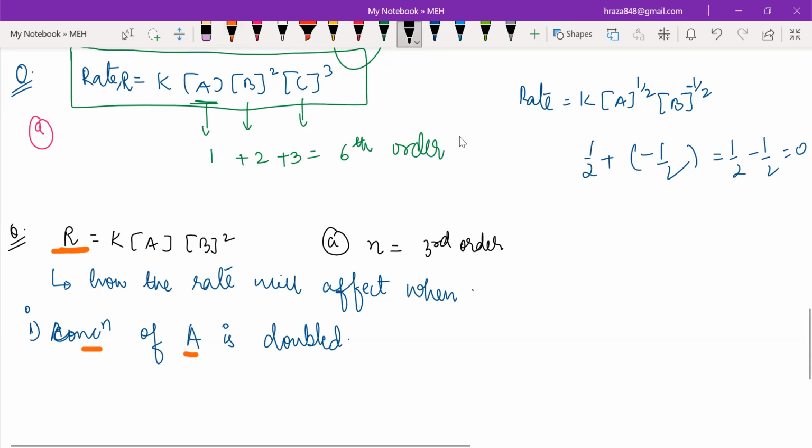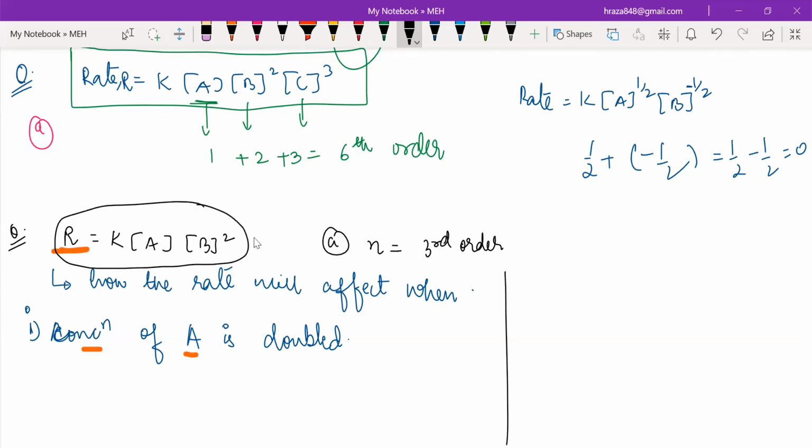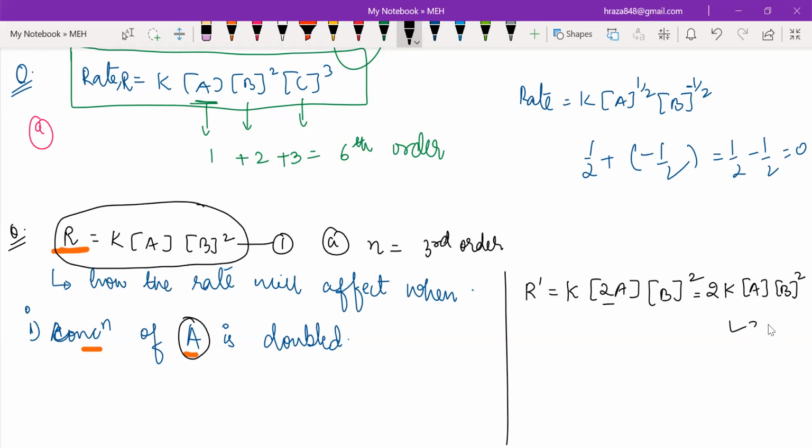Not a problem. See, this is the rate of reaction that is given. Now the original rate of reaction R dash will be K, K will be as it is. According to the question, the concentration of A is doubled, right? B is as it is. Yes, sir. Are you getting my point? So if you're going to solve it, I'm going to take the 2 out and it will be like this, right? Yes, sir. So this is your equation number 2.